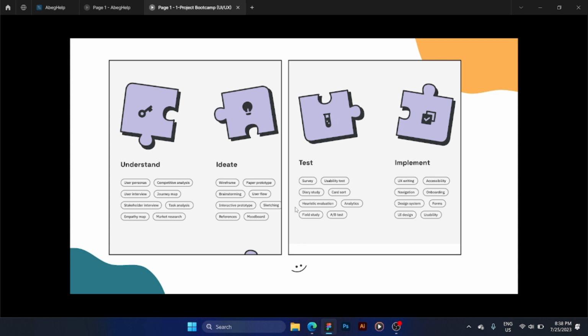So under test, we have survey, usability test. Sorry, we have diary study, we have card sort, we have heuristic evaluation, we have analysis, we have field study, we have A or B test. So under implement, we have UX writing.